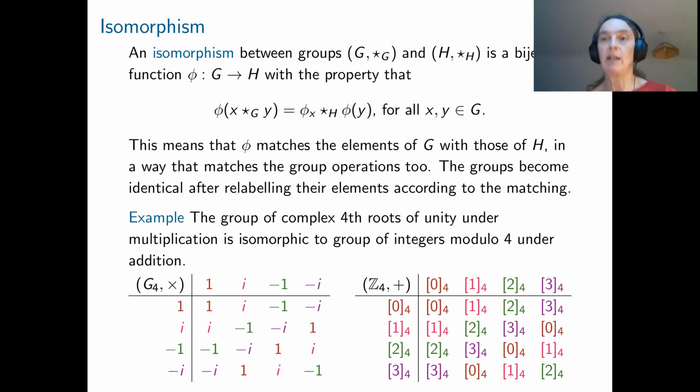So an isomorphism technically is a matching of the elements of one group to the elements of the other one that actually respects the group operations, in that it takes the composition of a pair of elements in G to the composition in H of their companions, their partners over in H.